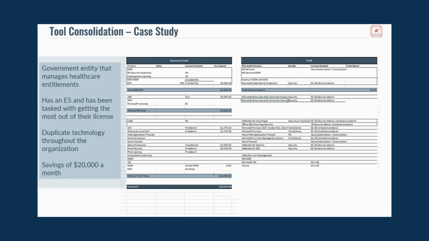So this is a client that we worked with that ended up having about $20,000 of savings per month, just taking advantage of the licensing they already had. Because for years they've been buying point solutions to handle the same things that Microsoft could afford them through their licensing. Does this happen every single time? No, of course not. But what we see a lot in the space, if folks have been going out and purchasing best of breed, is there's a very good chance of at least a break even, if not some cost savings.